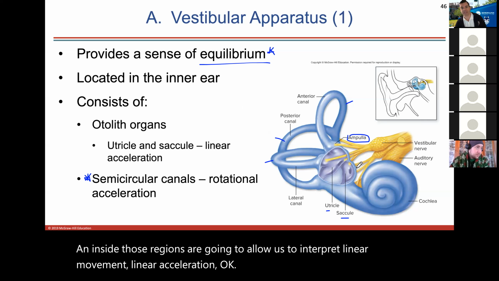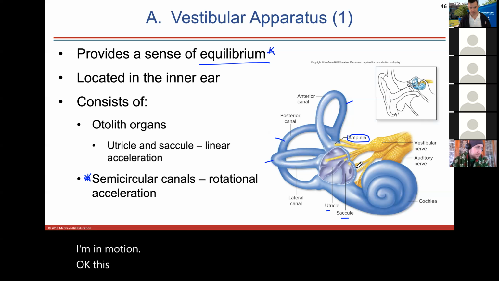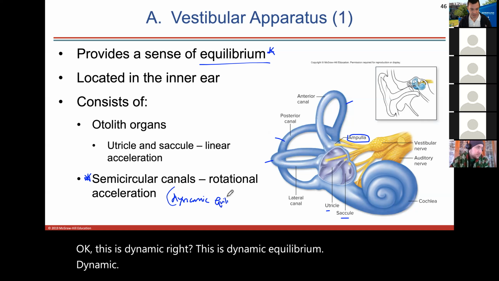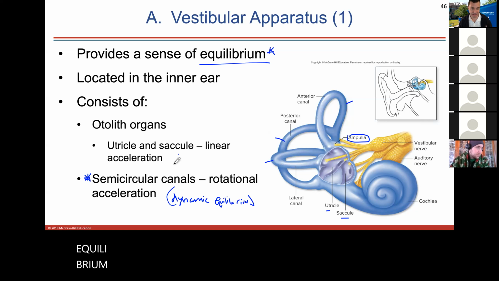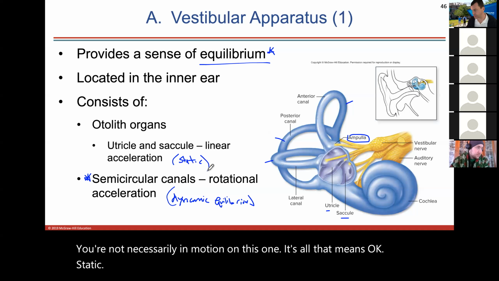Again, this is more of standing still while your body's in motion, whereas now I'm in motion, okay? This is dynamic, all right? This is dynamic equilibrium. Equilibrium, E-Q-U-I-L-I-B-R-I-U-M. And this is more static, okay? You're not necessarily in motion on this one. That's all that means. It's static. I don't want to spell equilibrium again.